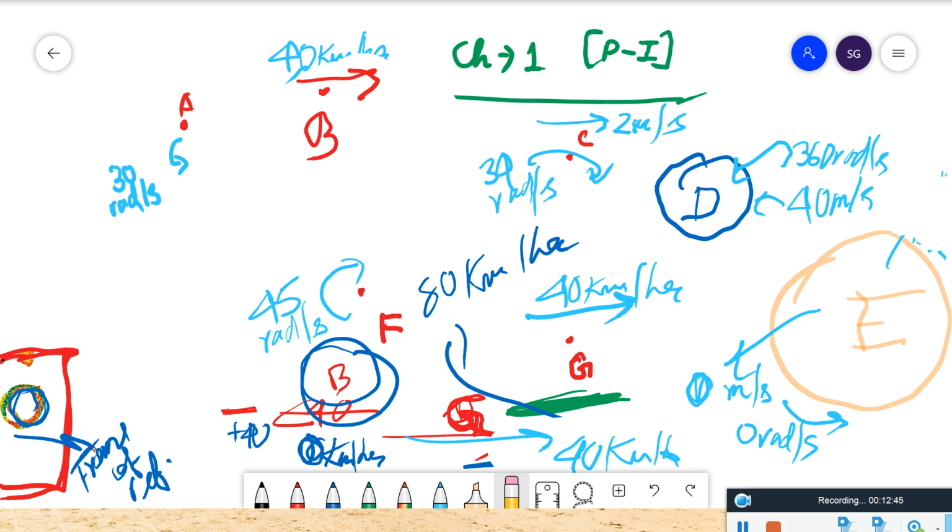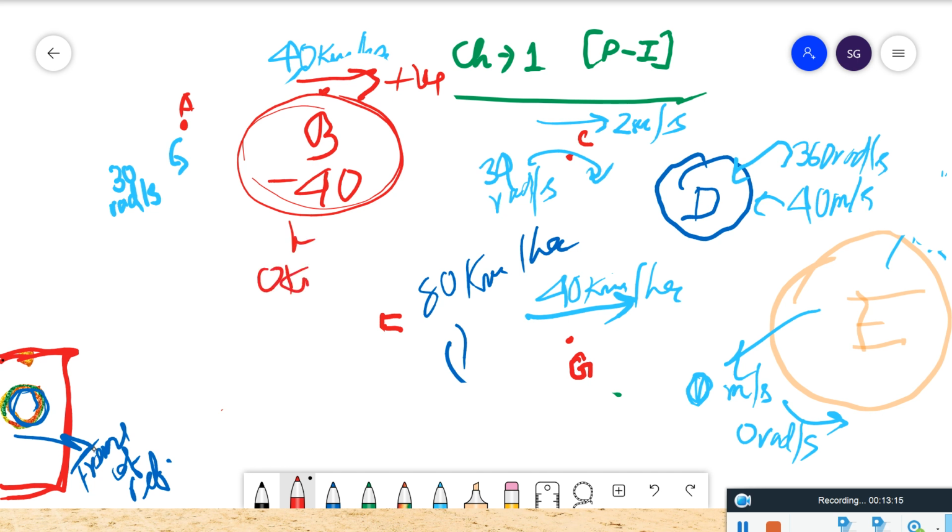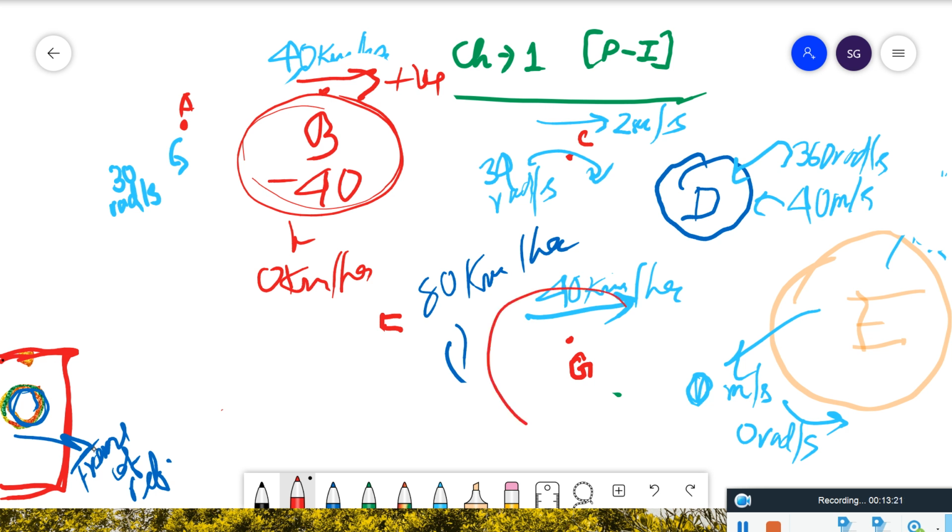Okay, so let's do one thing. I am considering B as a frame of reference. As I said, here I have considered this as the positive direction. No matter. Here I have to make it 0, so I should subtract 40 from it, and it will be 0 kilometers per hour. But don't forget that since I have subtracted 40, here also we will subtract 40. Fine. So it will be 0 kilometers per hour.